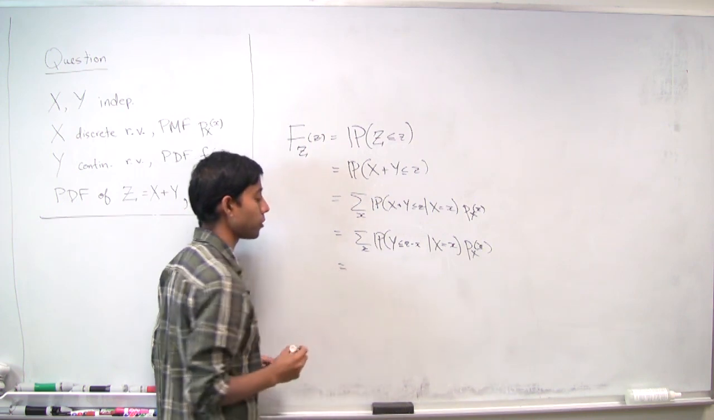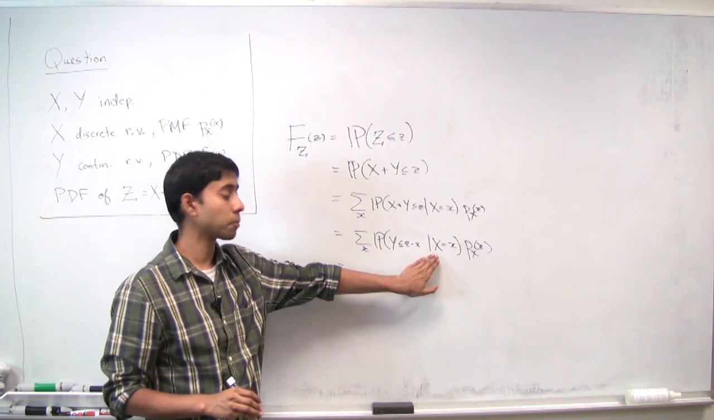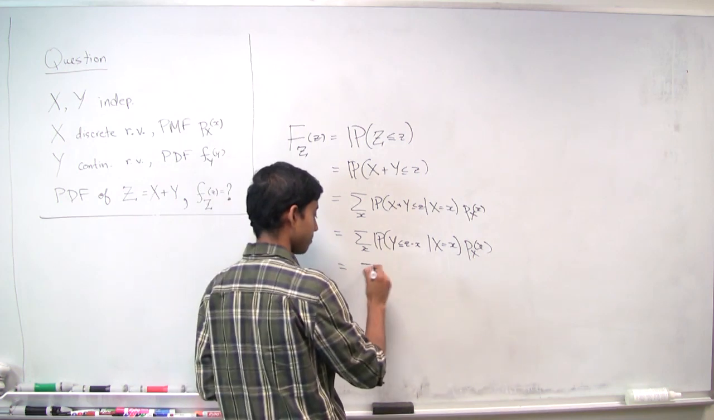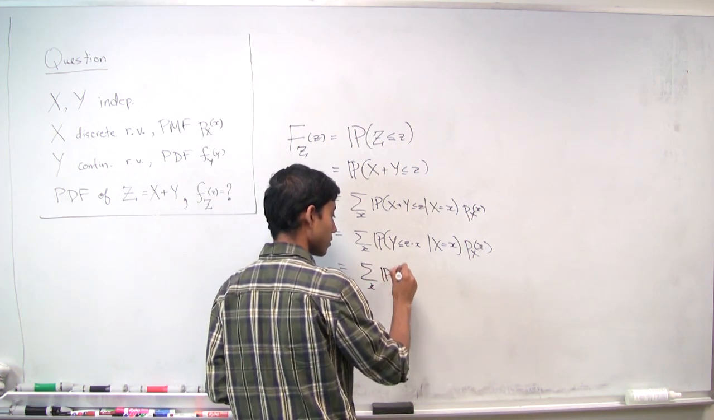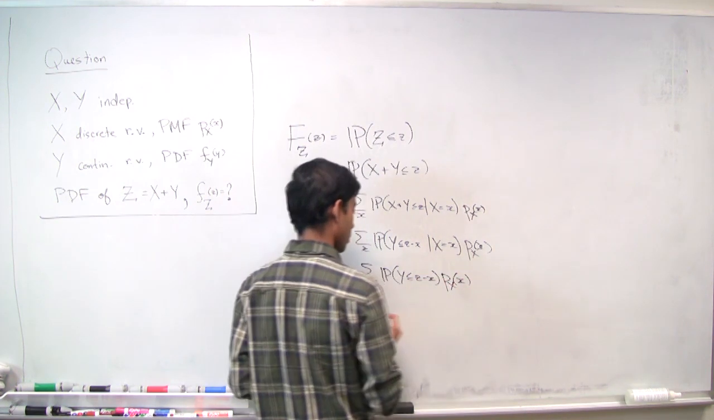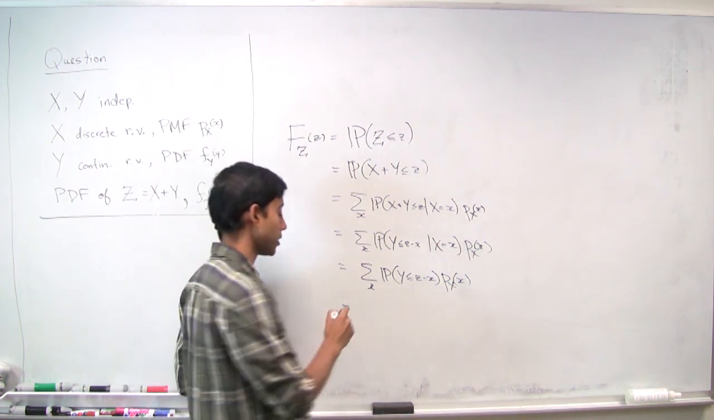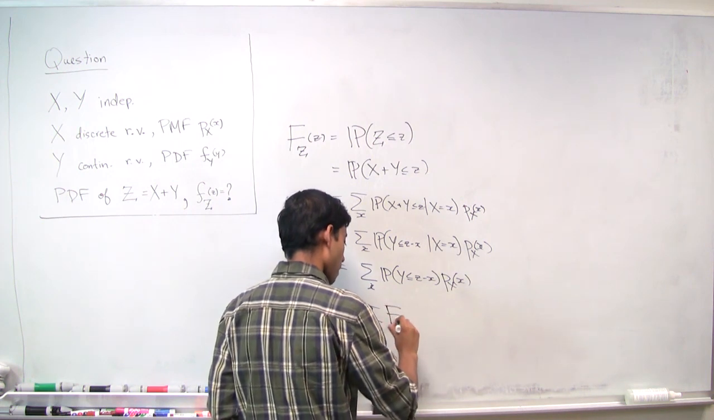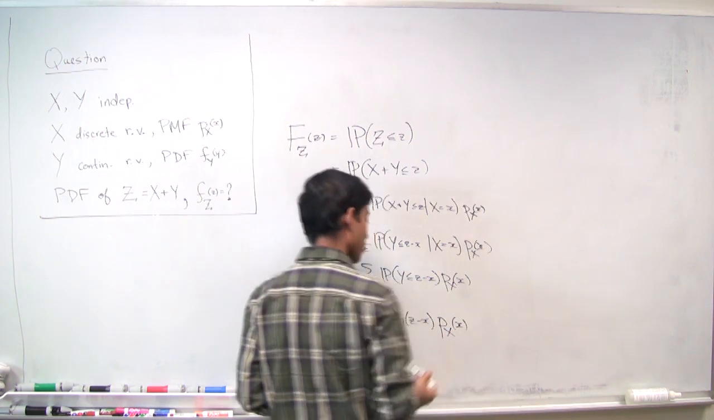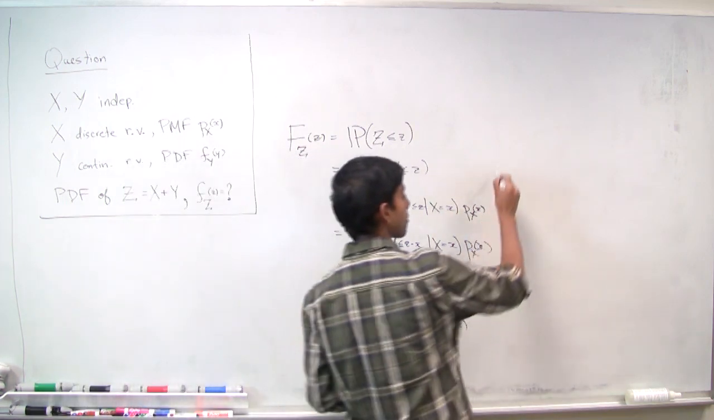Now remember that X and Y are independent. So telling us something about X shouldn't change our beliefs about Y. So in this case, we can actually drop the conditioning. And this is exactly the CDF of Y evaluated at z minus x. Okay, so now we've simplified as far as we could. So let's take the derivative and see where that takes us.